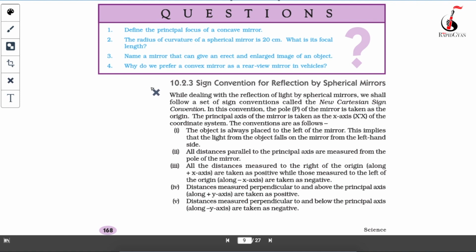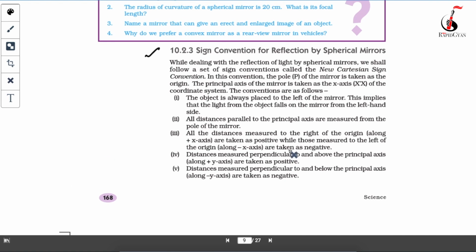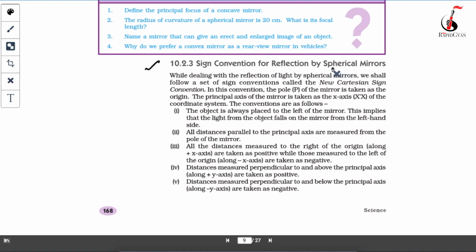So today in this video we are going to start with the sign convention for reflection by spherical mirrors. So what are spherical mirrors? Spherical mirrors are your concave mirror and convex mirror. Okay, these are your spherical mirrors, concave and convex.